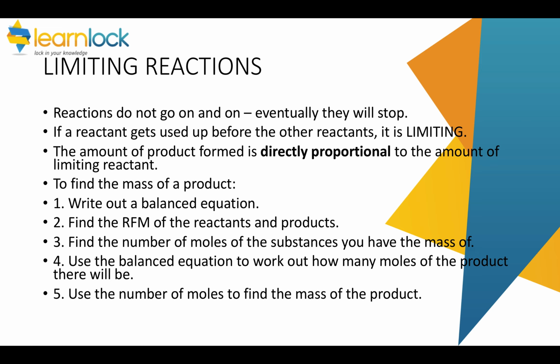Reactions don't actually go on and on. Eventually they will stop. And if a reactant gets used up before the other reactants, it is limiting. The amount of product you make is directly proportional to that limiting reactant. To find the mass of a product, you'd write out a balanced equation, you'd find out the relative formula mass of the reactants and products, find the number of moles, and then use a balanced equation to work out how many moles of the product there will be. And then you can figure out the mass of the product.